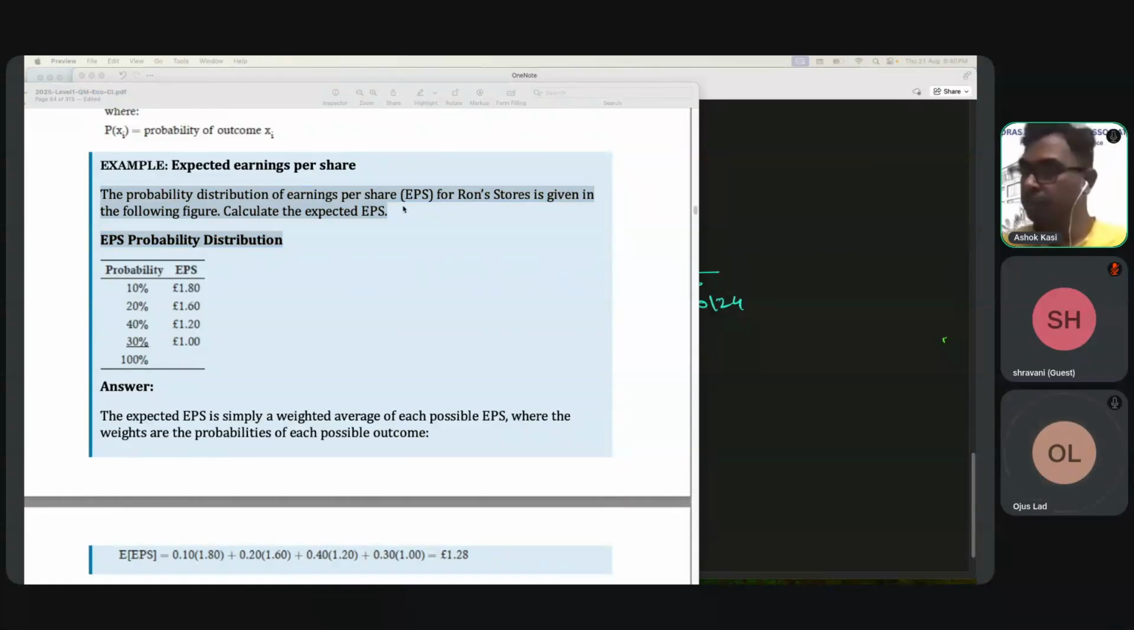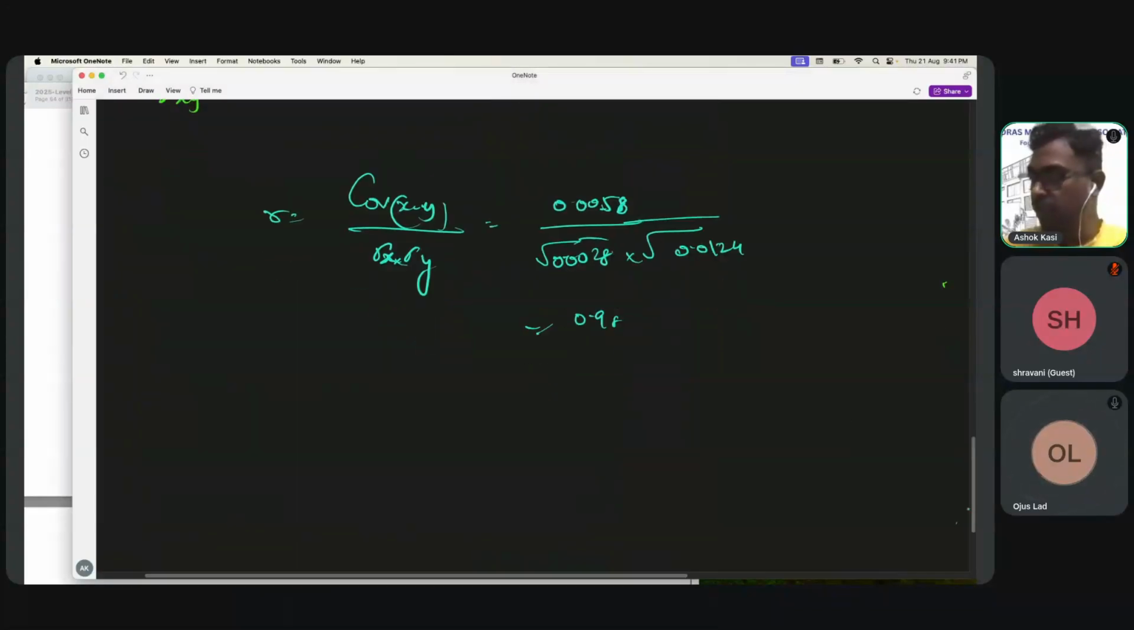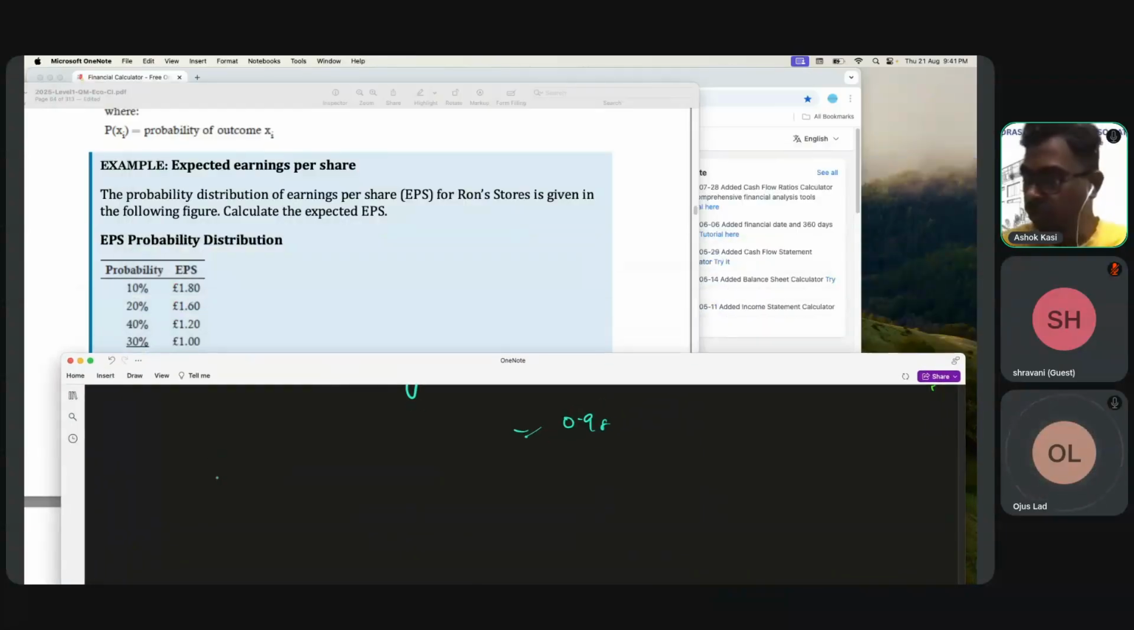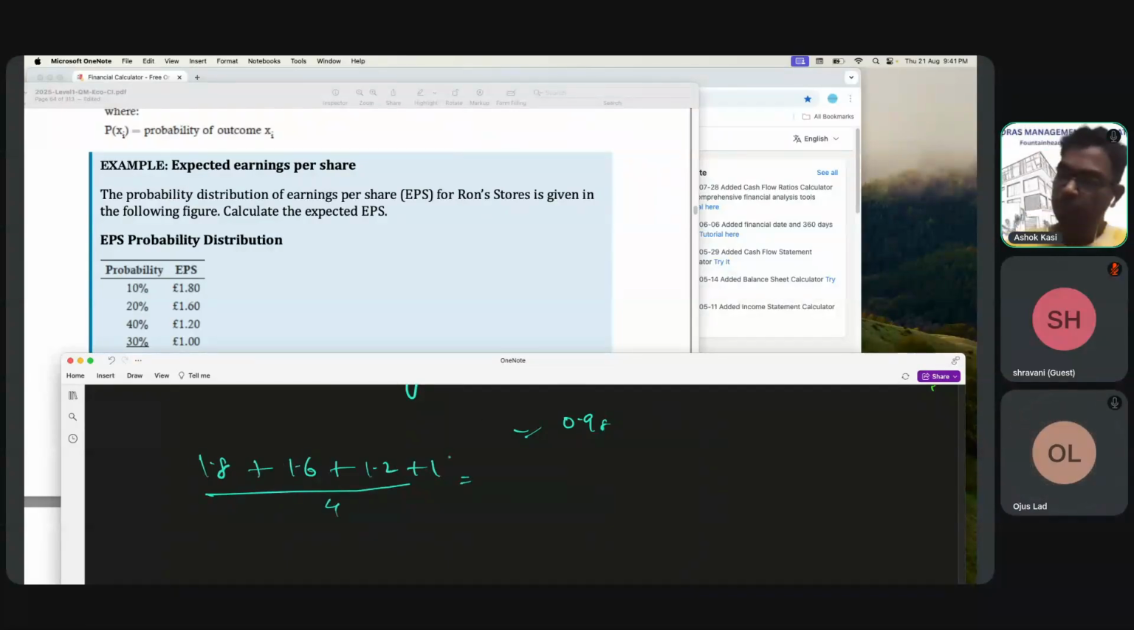The probability distribution of earning per share for Round Stores is given in the following figure. Calculate the expected EPS. EPS probability distribution. Probability, EPS. So this probability you consider as weight. See, if so many EPS are given, and if I'm asked to calculate the average EPS, weighted, normally how would I have done? I would have done 1.8 plus 1.6 plus 1.2 plus 1 divided by 4. Let's calculate this.